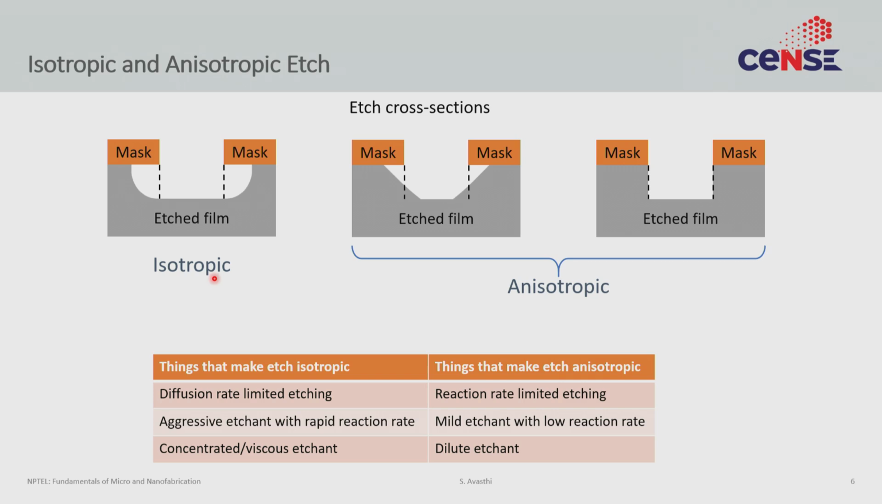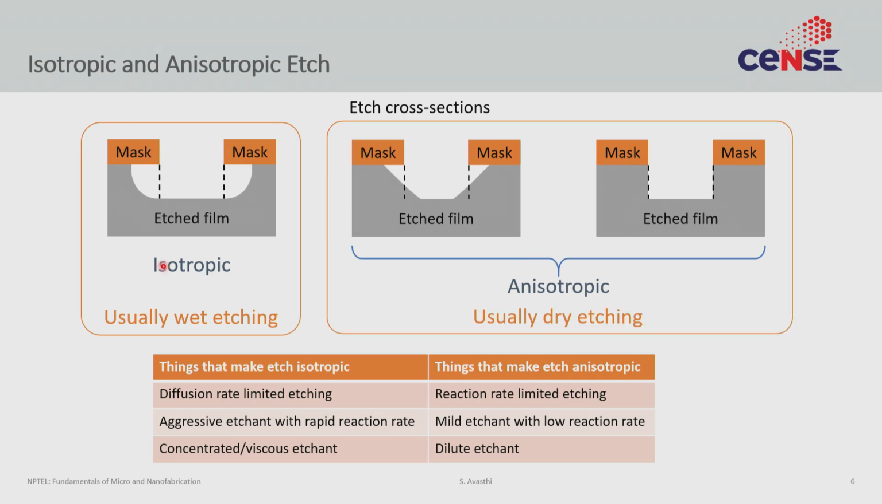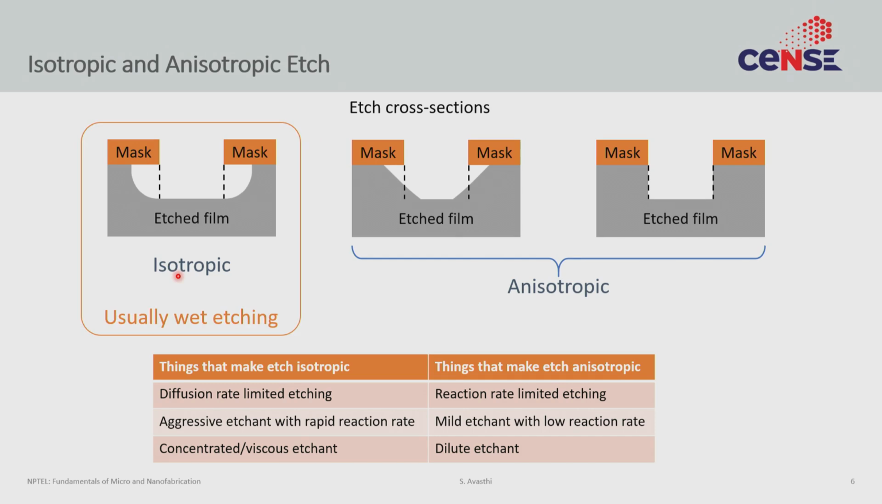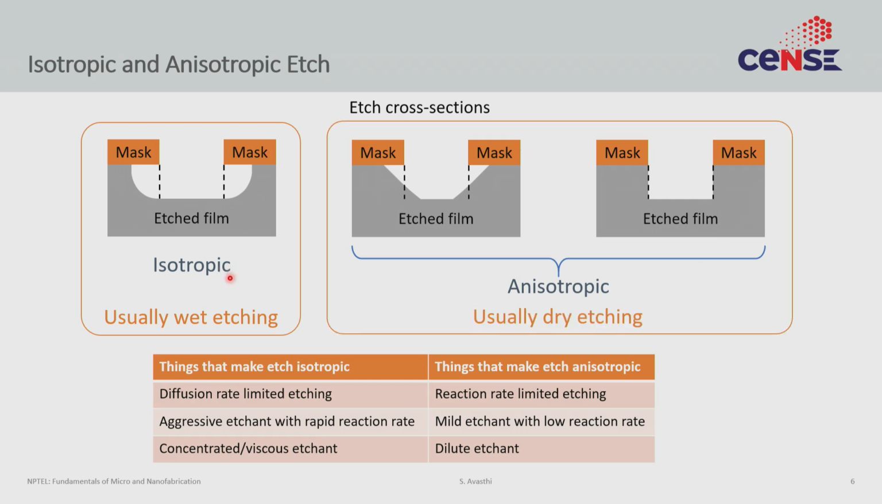Of course, there are differences, but in general, wet etches where you're using a liquid chemical, they tend to be isotropic. Dry etches where you're using plasma, they tend to be anisotropic. Now, in general, whenever you are doing wet etching, which is that you are taking an etchant that is liquid, you tend to be isotropic. And in general, when you are doing dry etching, which is when you are doing the etching using plasma, you tend to be anisotropic.